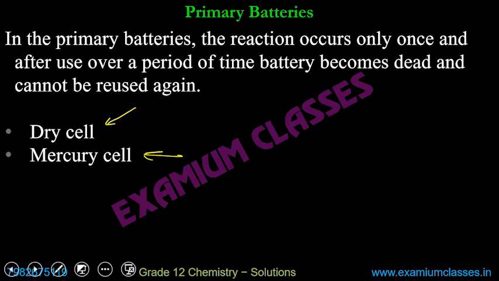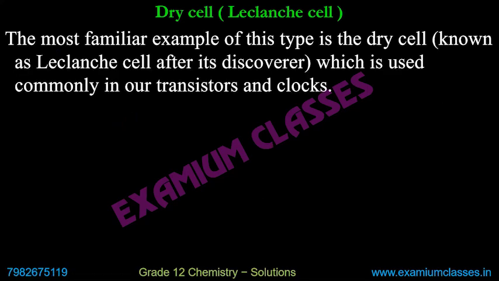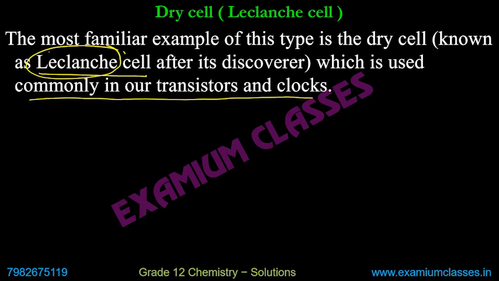So two cells as primary batteries. Once used, you can't recharge these, dry cell and mercury cell. First one is dry cell. The most familiar example of this type dry cell is Leclanché cell. Basically, that is the name of the scientist, which is used commonly in our transistors, clocks, etc., remotes. So you have AA size, AAA size. Okay, those are actually dry cells.